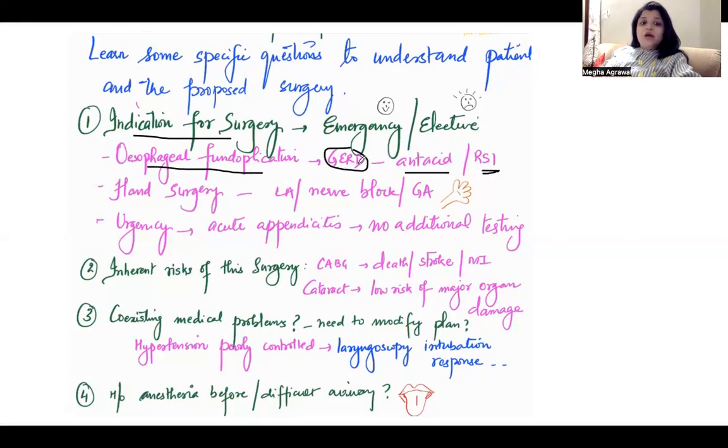So basically, you want to know the indication for surgery and the type of surgery, emergency or elective. Suppose it's a hand surgery, then you can plan for local anesthesia, nerve block, or general anesthesia. Suppose it's an emergency surgery like appendicitis, you don't want to test unnecessarily. You just want the basic investigations so that the patient can be taken up early. And then there is some inherent risk of the surgery, like CABG, bypass surgery.